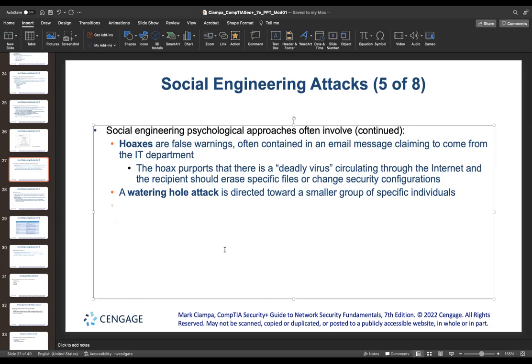And then finally, a watering hole attack is directed towards a smaller group of specific individuals, those who gather around the same watering hole. They have the same interests. Like, this class could be a watering hole and we can be attacked on Zoom. If someone jumps on Zoom without having the password, and that's the reason all of you use the password to log in today. Because if someone else comes into this watering hole that we are all around, and then posts something into the chat, right? Right here.